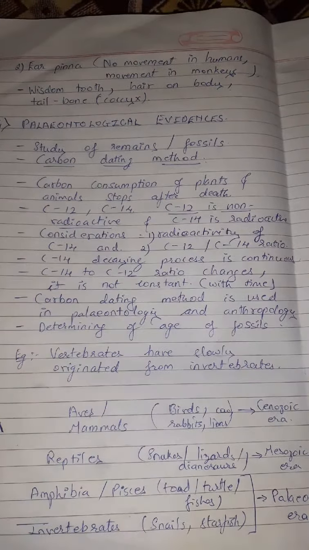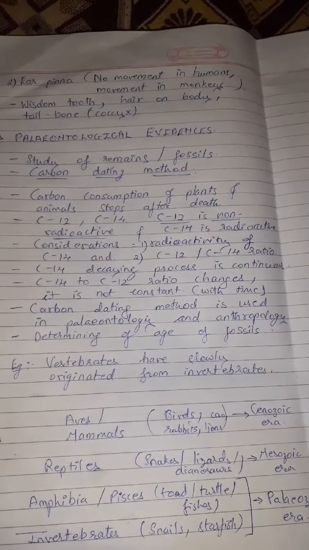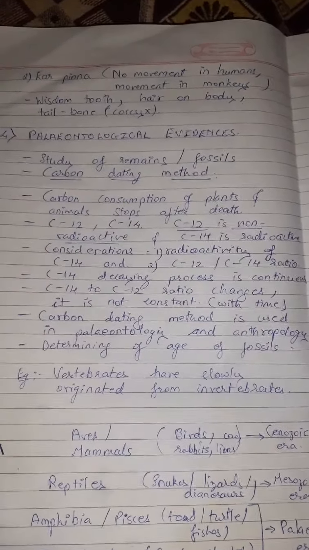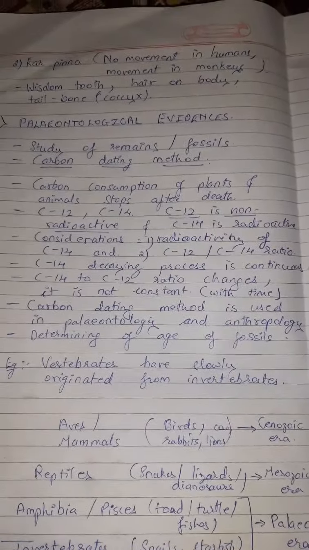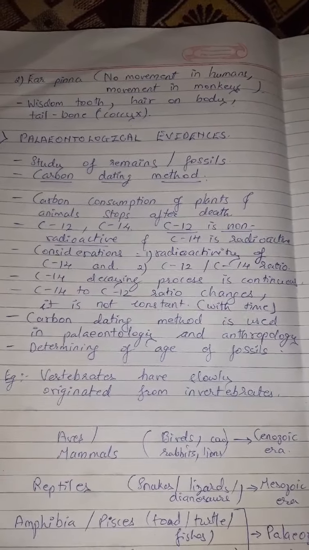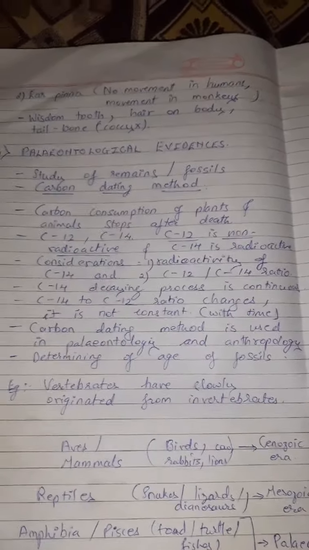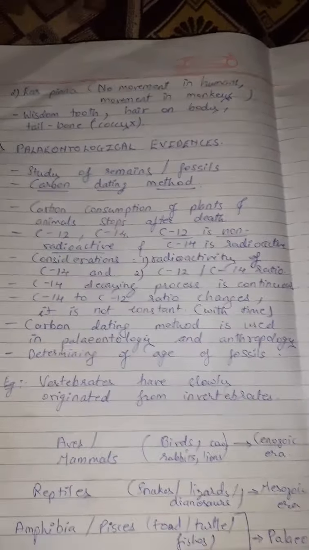Next evidence of evolution is paleontological evidence. Paleontology means study of fossils. Now, what are fossils? You all know it. I'll repeat it again. Fossils are remaining parts of plants and animals when they die and get buried deep into the soil. The remains are called fossils.